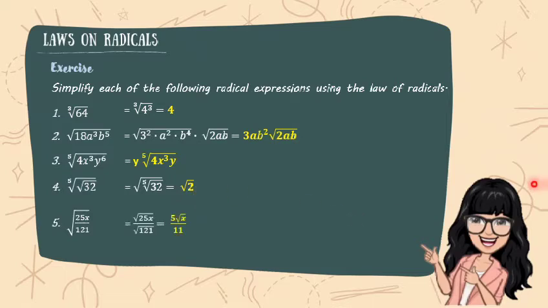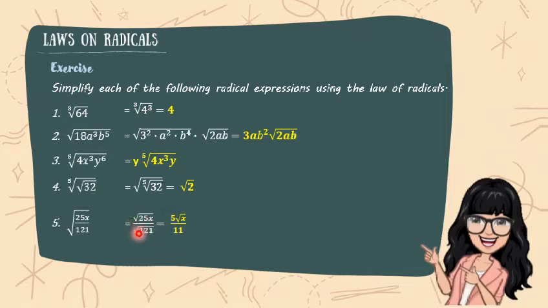Now, let us proceed with the fifth example or exercise. Square root of 25x divided by 121. So, again, using our law on radicals, we can express this one in such a way that we will have the individual square root of our numerator and denominator. So we separate. So square root of 25x divided by 121 would be equal to square root of 25x divided by square root of 121.